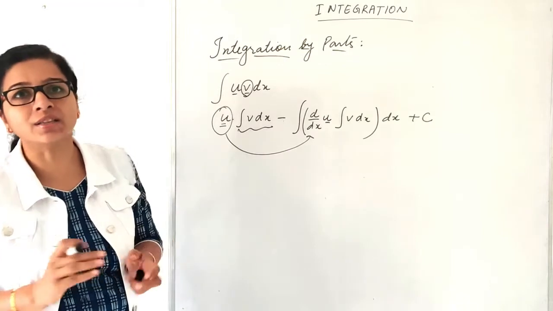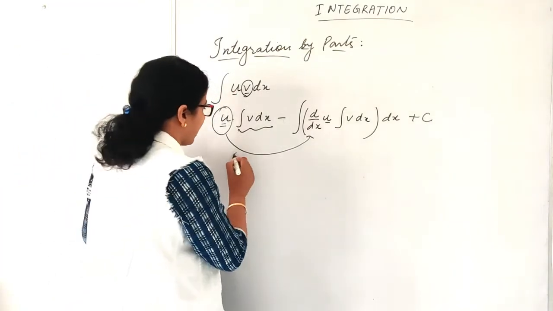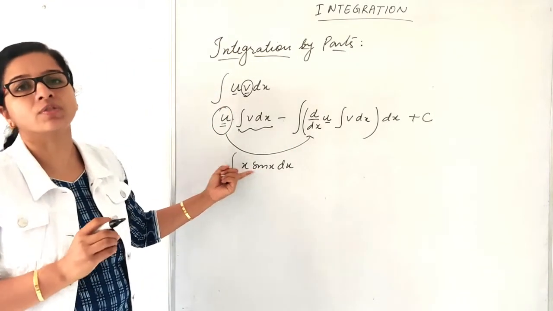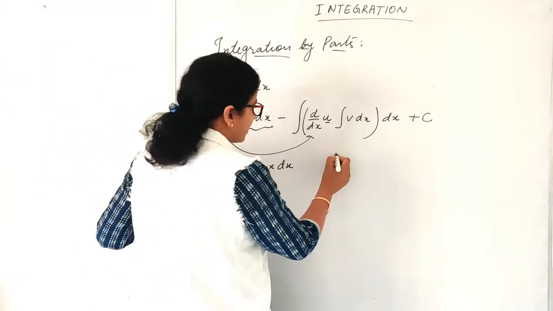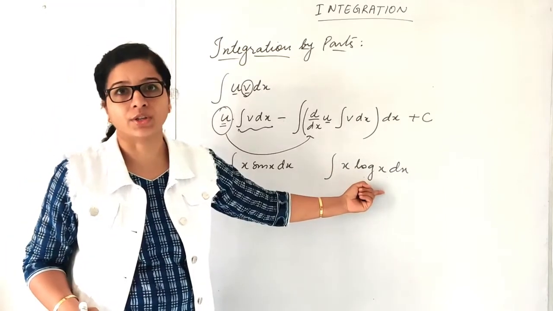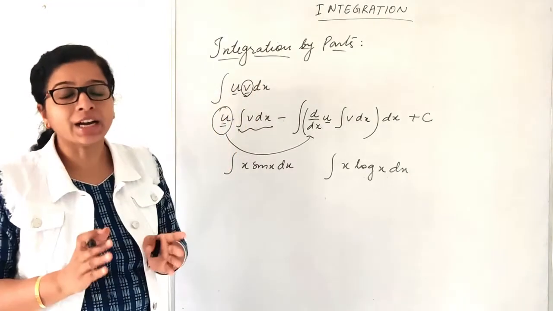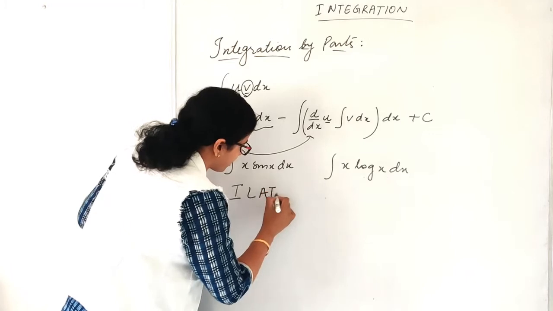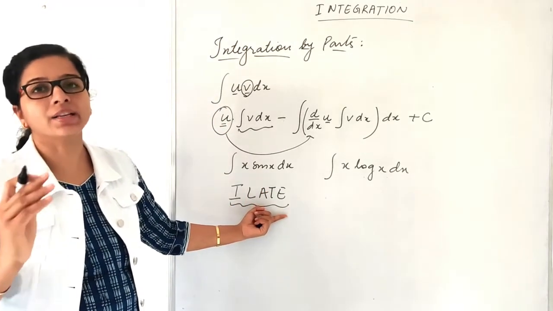Now the question arises, which function can be u, and which function will be v? Say for example I have x sine x. It does not mean that whichever function is written first will be u, or the function written second will be v. It can be the case like this also. Not necessarily x will be the first function, log x will be the second function. So how to choose which will be u and which will be v, that we will learn with the help of ILATE. Whatever comes first in this word will be taken as u and the next term will be v.